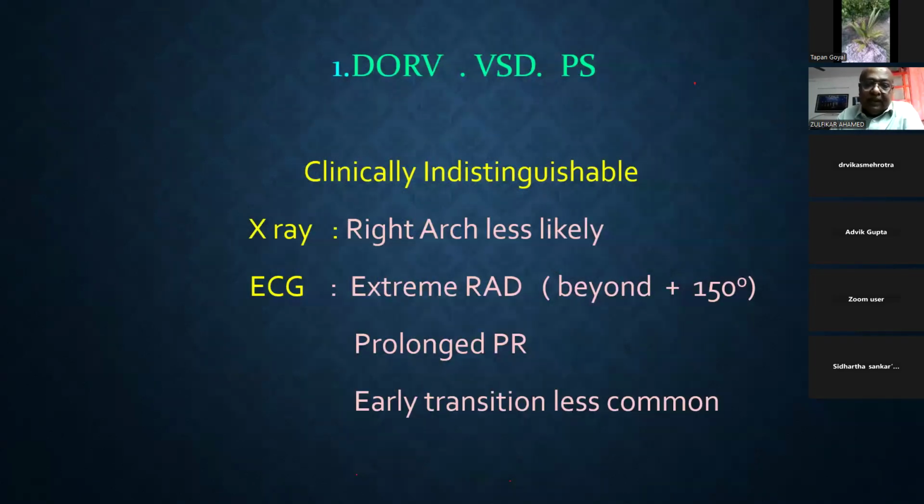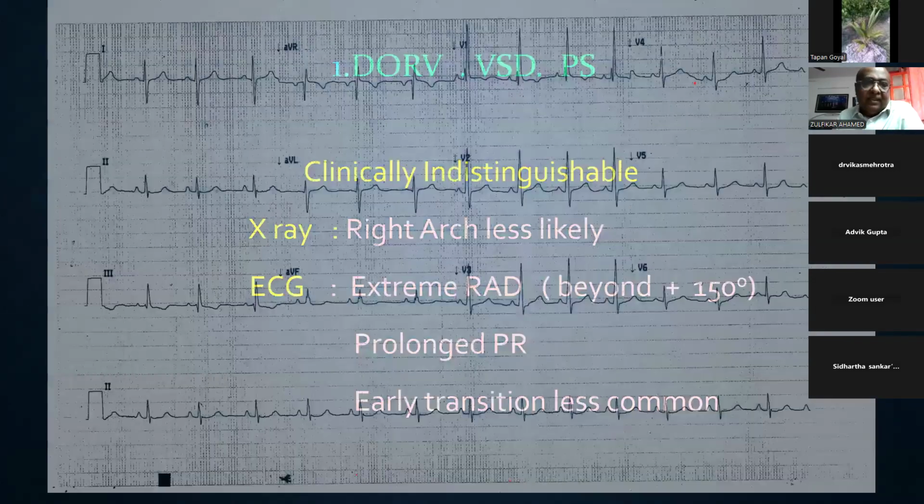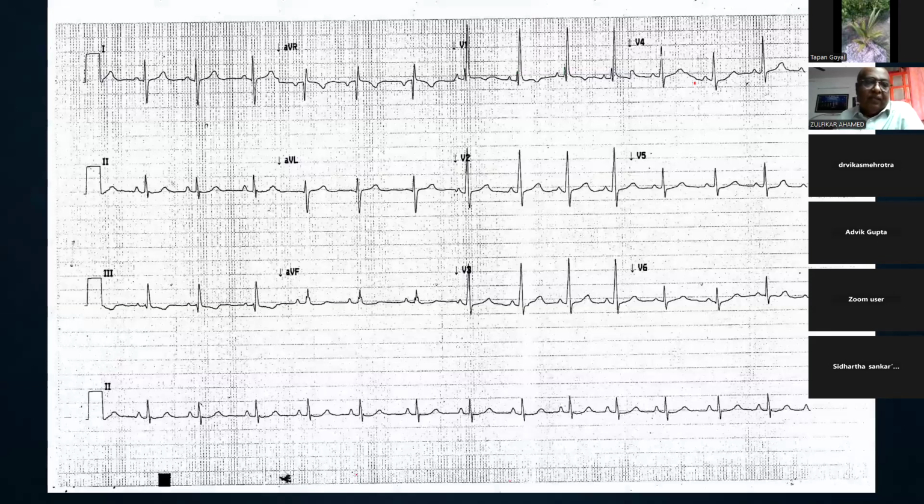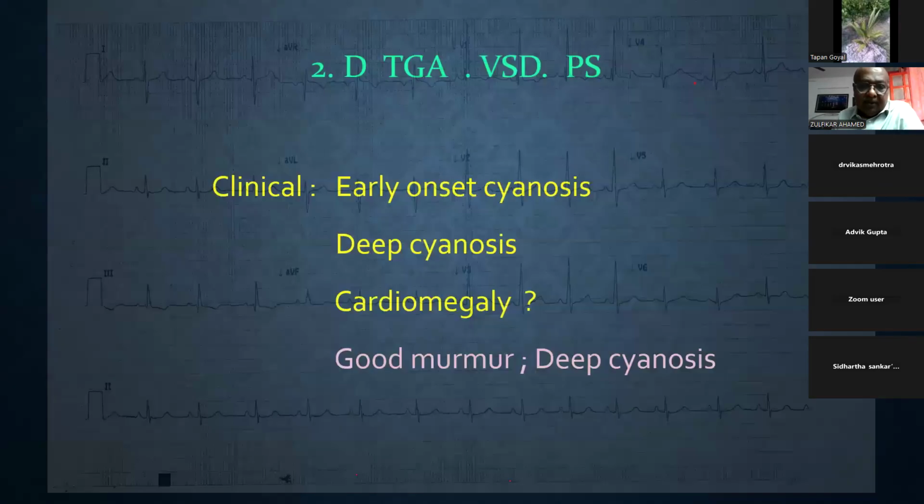So the first one is DORV VSD PS, which is clinically indistinguishable from a tetralogy, but a right arch is less likely. Extreme right axis may indicate a DORV. A prolonged PR interval is also possible. And early transition is less common, which is a very soft difference. This was actually an ECG of a DORV VSD PS. Basically, it shows RVH without early transition, which is classically found in tetralogy of Fallot.